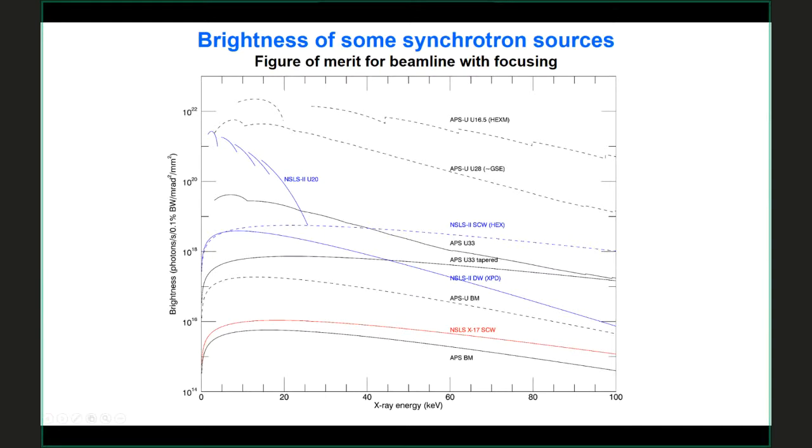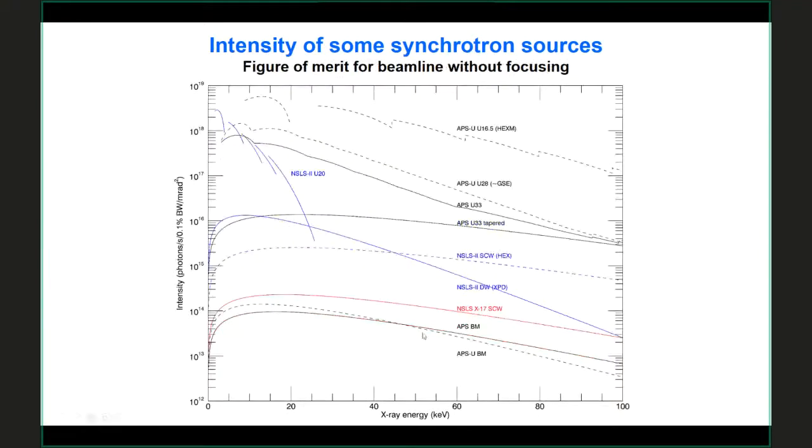For the experiments that we're talking about today, where we don't focus the source, the gain on the bending magnet will not be very much. In fact, if I look at the previous slide, the flux per unit area from the upgrade and today crosses at about 45. So we gain below 45 keV and we lose above, but it's all within a factor of 2.